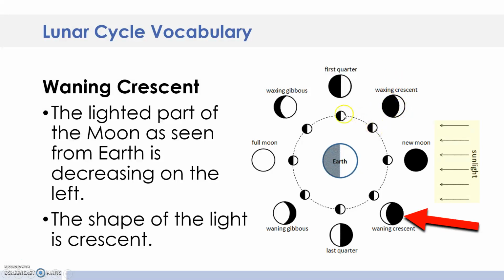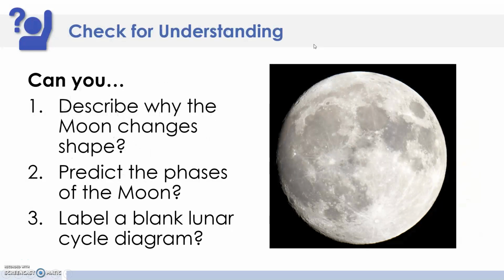So it's really just trying to remember this inner portion here. It's always going to look the same, the lit portion and the dark portion, because the sunlight's always coming from one direction. But what it looks like to us is what's changing. So that's, again, what's on the outside.